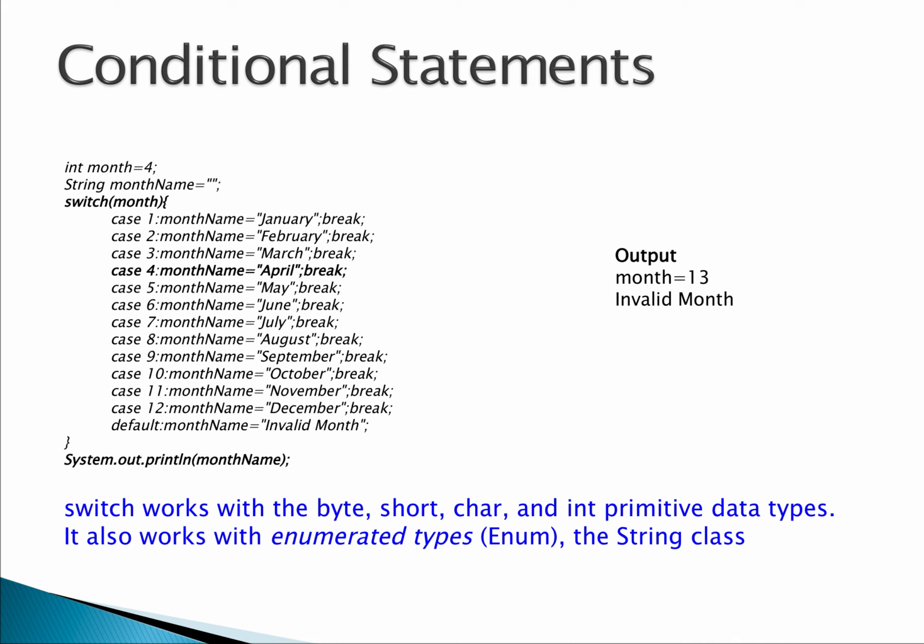The default case is going to assign the month name as invalid month here. And then when you print this, it is going to get invalid month printed. So any value outside of these cases is going to get into the default case, and it is going to print whatever you have specified in the default condition.